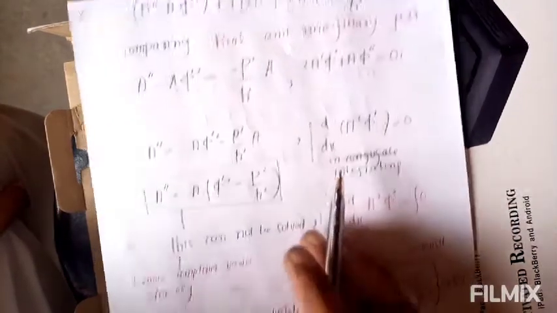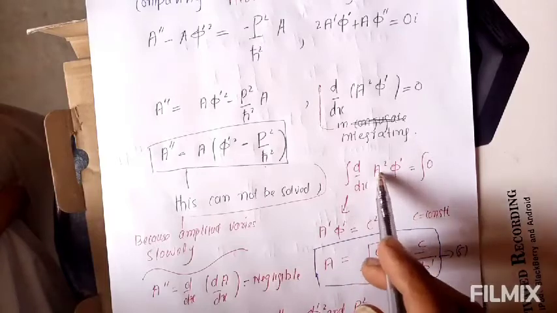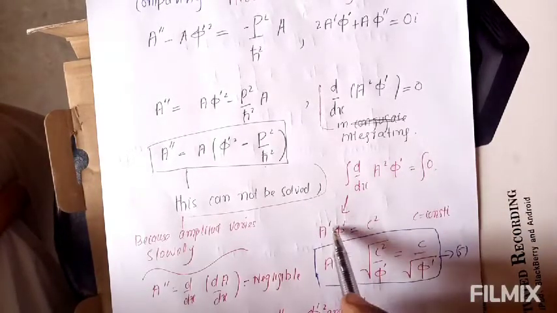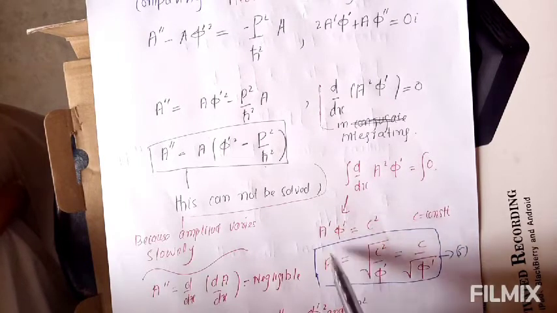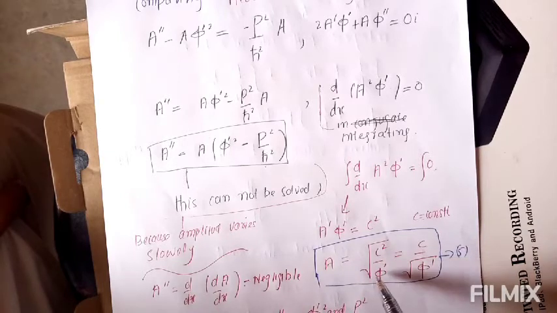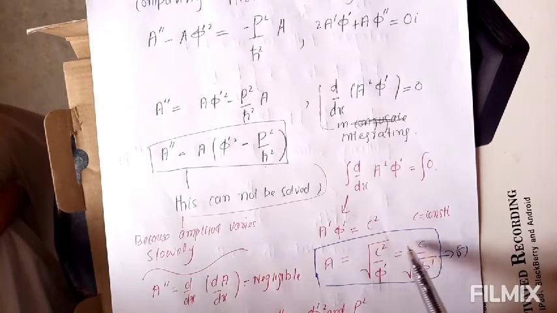By integrating, this will be integrate d divided by dx into a square into phi dash. By integrating, it becomes a square phi dash is equal to c square, where c is a constant. To find a, a is equal to c square under root divided by phi dash under root. That will become, c we already know is a constant, c divided by phi dash under root.